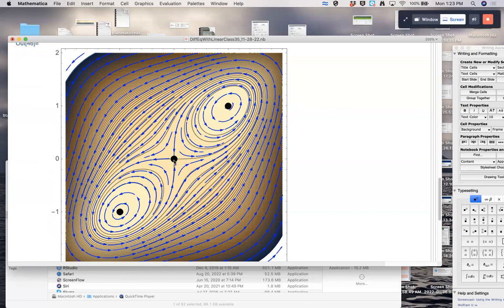And the origin is a saddle point. And these two points at (-1, -1) and (1, 1) are centers. Solutions circle around them, and they're periodic when they're close to them, at least. The centers are stable, though not asymptotically stable. They're not sinks. The origin's unstable. These are observable. This one's not.